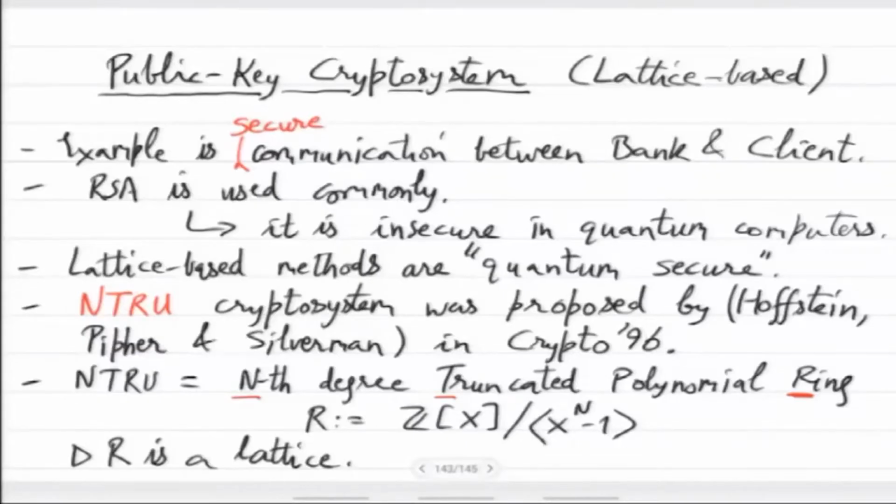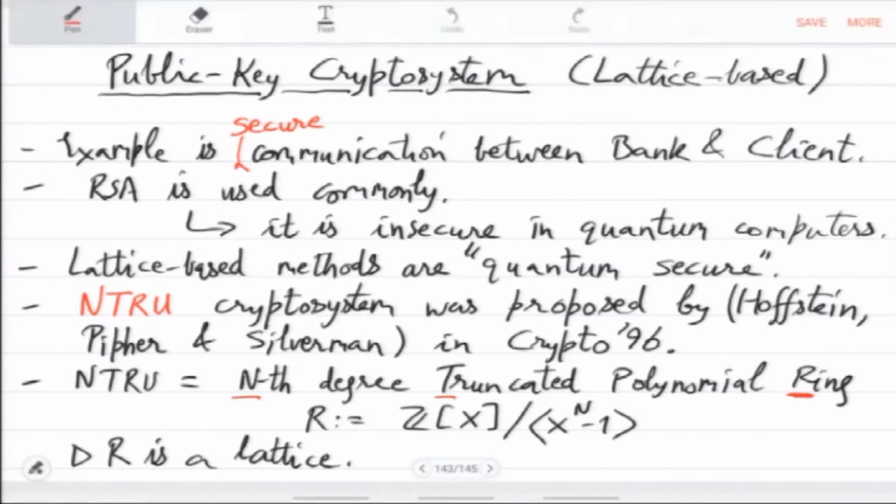So last time we started a public key crypto system that is lattice based. It is called NTRU, which stands for nth degree truncated polynomial ring. So the ring R is this integer univariate polynomial ring, and you mod out by x to the n minus 1. Okay, so this is the ring, and this is actually an integral lattice. Since the underlying coefficients come from integers, this is a lattice of dimension n.